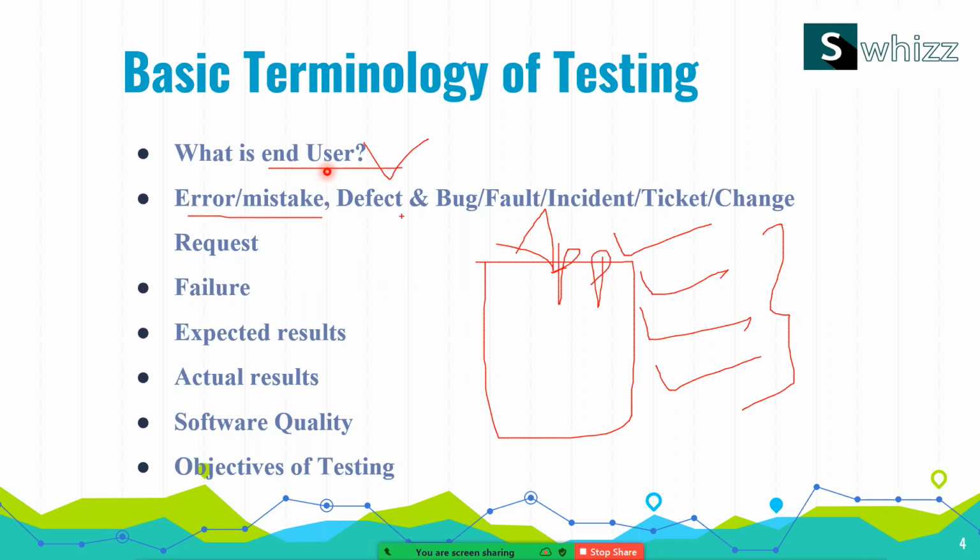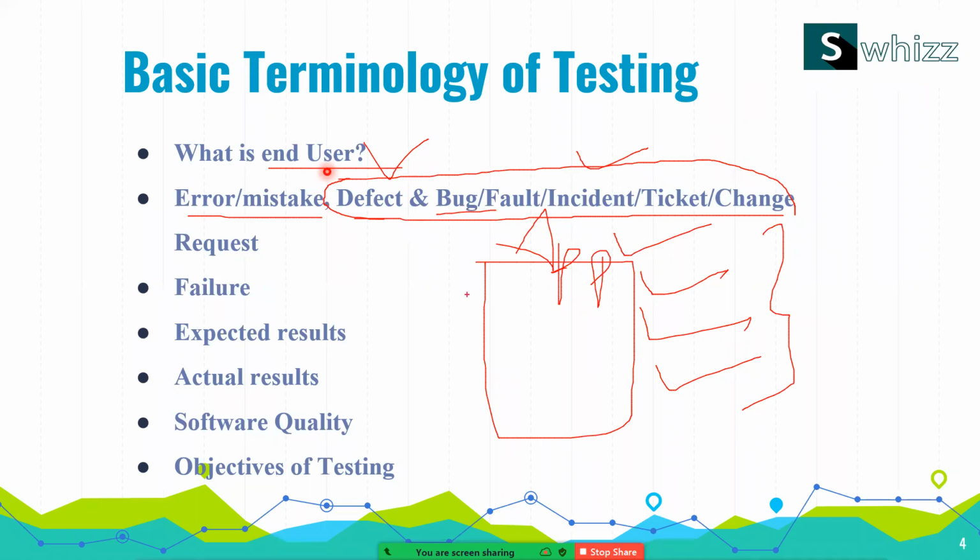So what is an error or mistake? What is this different terminology? All of these are of course the same: defect, bug, fault, incident, ticket, or change request. It depends on the company; they will use their own terminology to call a bug. What is a bug first?